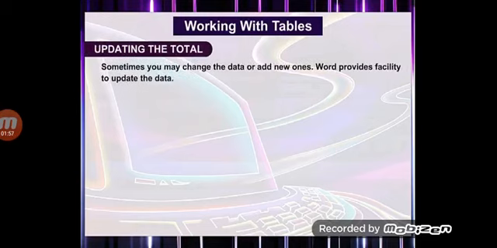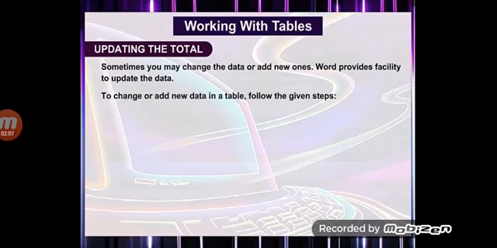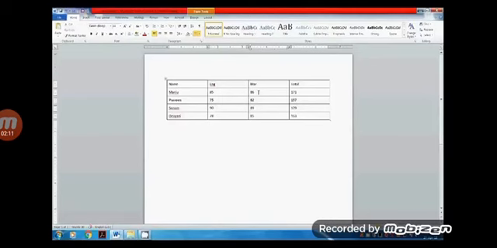Now the next topic is updating the total. Sometimes you may change the data or add new data. Word provides a facility to update the data. To change or add new data in a table, follow these steps. Select a cell and change its data. Now select the cell where the total is displayed. Press the F9 key and observe the change in the total.